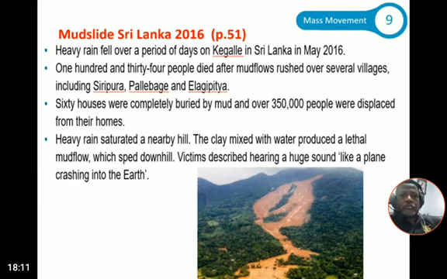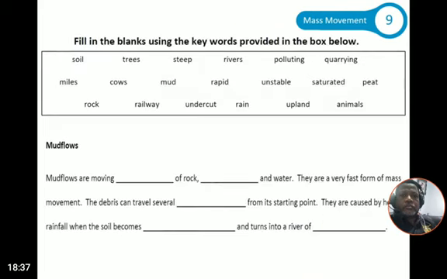So heavy rain saturated a nearby hill that you can see up the top, and then the clay mixed with the water produced the mudflow, which sped downhill very, very quickly. And as I said, victims described it as a huge sound, like a plane crashing into earth. So you can see the sheer damage and the destruction that a mudslide can cause.